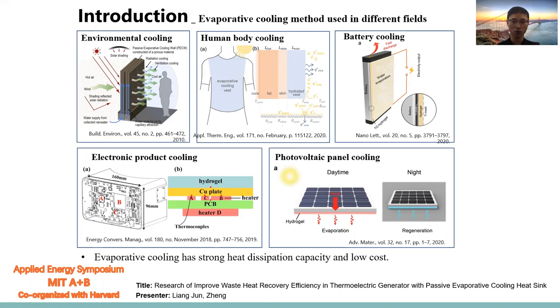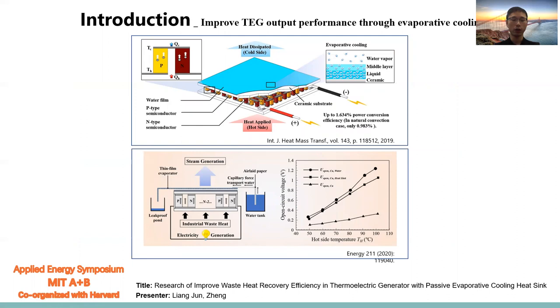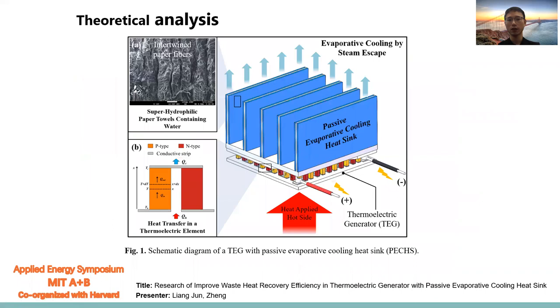We already did theoretical and experimental work in my previous research, which has been published in different journals. But here, I want to improve more. So I tried to combine the heat sink with evaporating cooling. I made this one, which we call the passive evaporating cooling heat sink. It is directly connected with the TEG cold side, and is composed of a normal heat sink with a super hydrophilic pipe tower, and that pipe tower contains water.